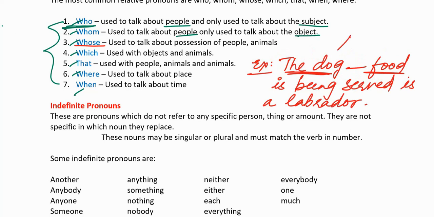The dog whose food is being served is a Labrador. Labrador is a breed of the dog. Since we talked about a thing of possession here, we use whose. Now this food belongs to this dog, which is a Labrador. Okay, I hope you have understood when to use whose. Let us look at which now.